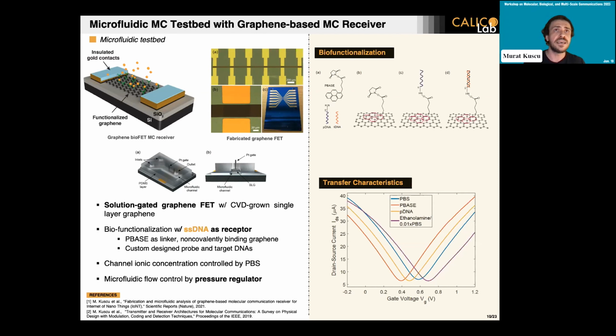So we first fabricate the field effect transistor based on graphene on a silicon oxide substrate. We use a monolayer graphene produced through a chemical vapor deposition technique. And then we built the PDMS-based microfluidic channel and integrated it into the fabricated graphene transistor. After that, we performed the biofunctionalization of the transistor with receptor DNAs, or the probe DNAs, which can complementarily bind target DNA molecules, single-stranded DNA molecules, which encode the information. So these receptors give the receiver a very high level of selectivity for the information molecules.